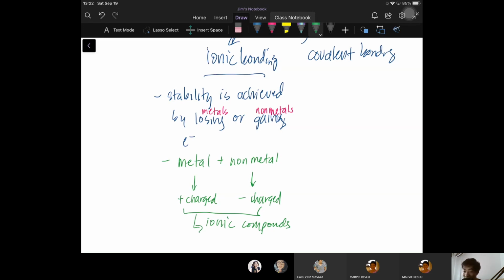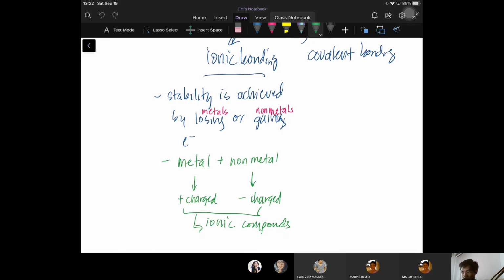An example niyan, yung asin sa bahay nyo. Yung asin, sodium chloride. Ano yung metal doon? Sodium. Ano yung non-metal? Chlorine, no? So yun. So yung positive yung metal, sodium. Yung negative yung non-metal, yung chlorine. No? So nagsasama sila to form ionic compounds.